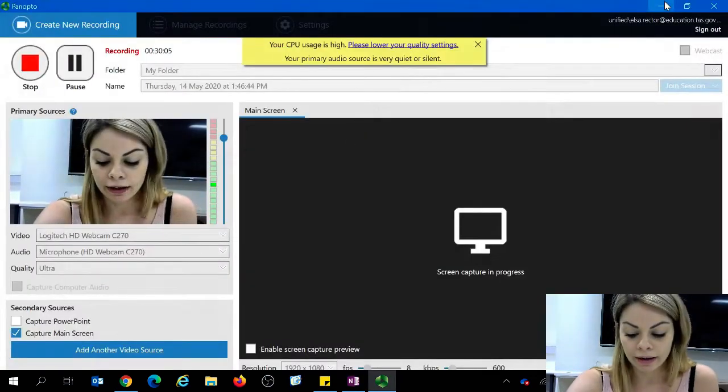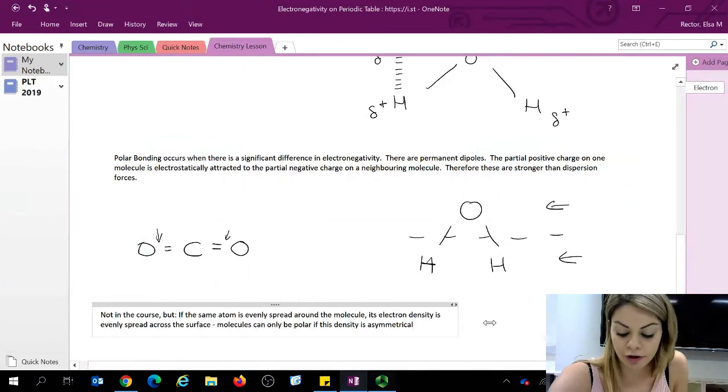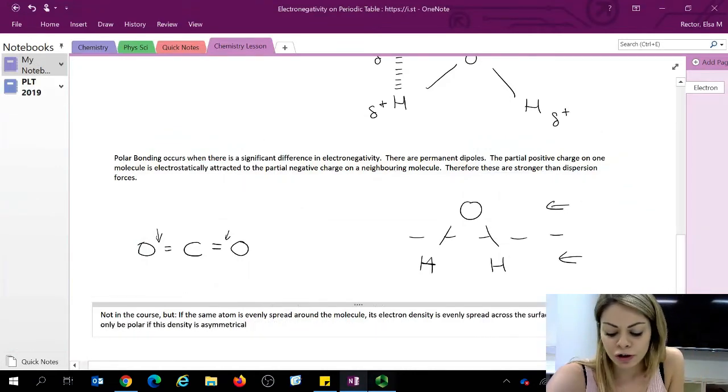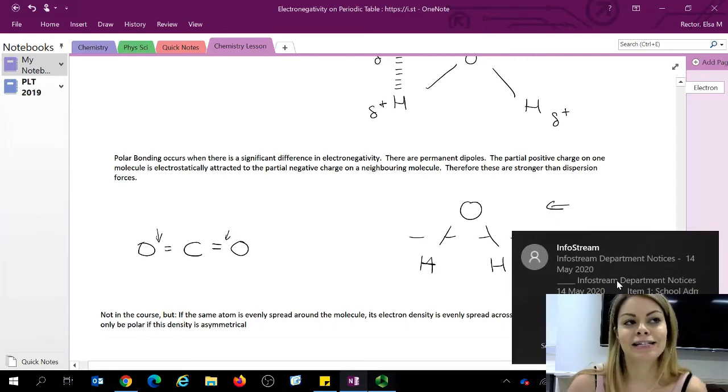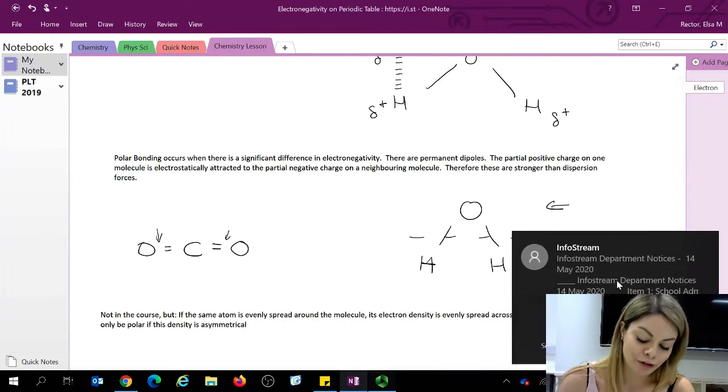So again, I've added a note here to explain, just so that you've got it written down, what I just said. It's not in the course. If you don't understand this, it's not the end of the world. I just feel that understanding it may help some of you.